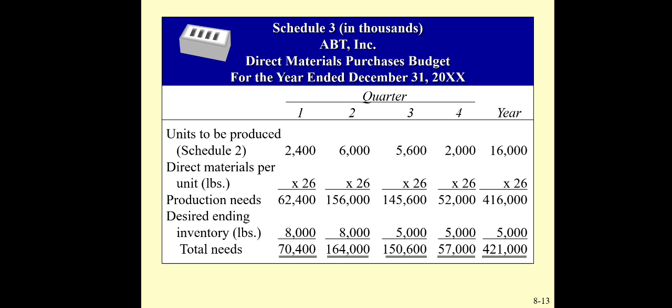When a company purchases raw material for the production, they also have to keep ending inventory for the material. That's why, after you have calculated the production needs, you have to show the desired ending inventory.